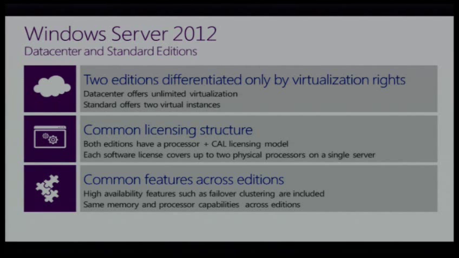Both editions share a common licensing structure based on a processor plus CAL model, where each license will cover up to 2 physical processors on a single server. There is no difference in the available features of these 2 editions, since Standard Edition now has all the same features that were previously only available in the Data Center Edition.